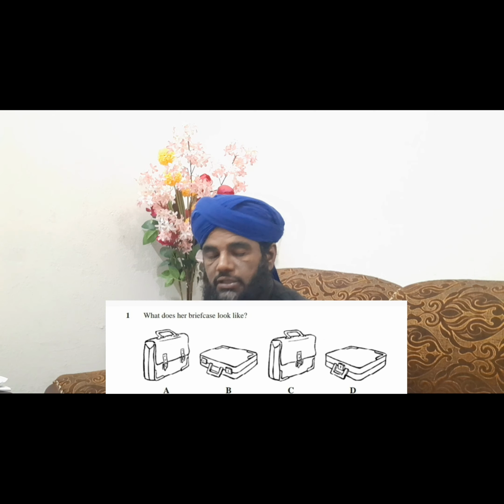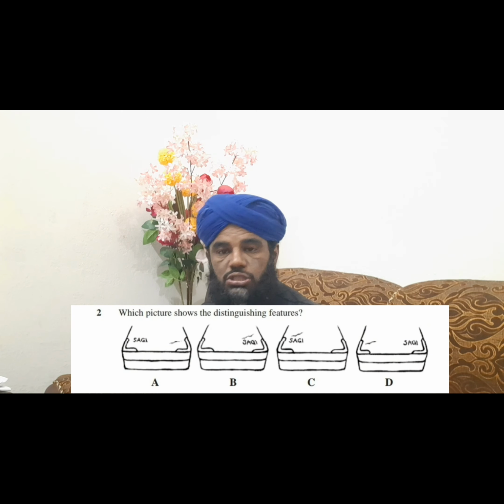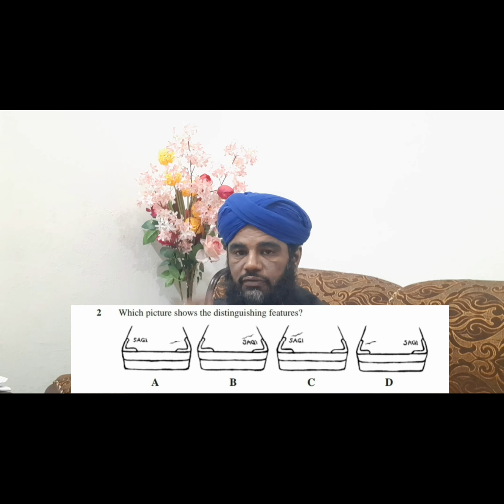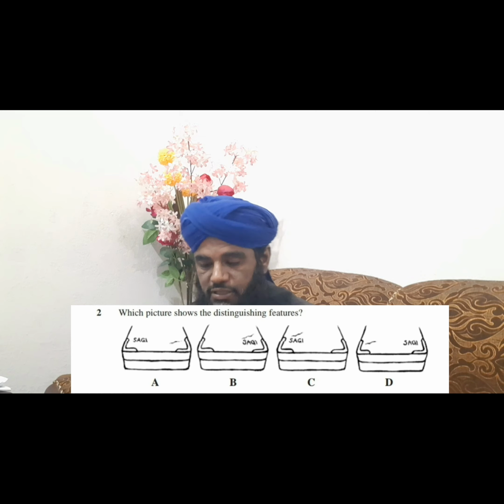Let's come to the answer of the very first question. That is, you have also recalled, that it is with two buckles. So option A is correct. As for the answer of the second question, that was about the distinguishing features. She tells that the brand name was on the right corner, and over it there was a scar. So option C is correct.